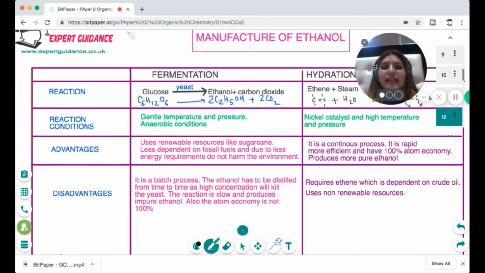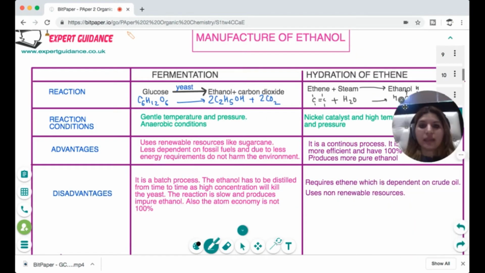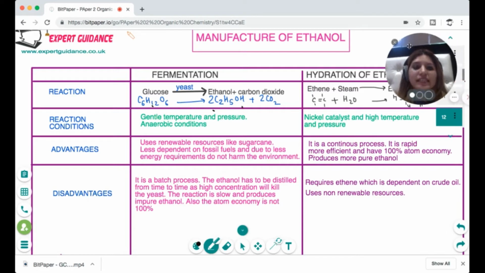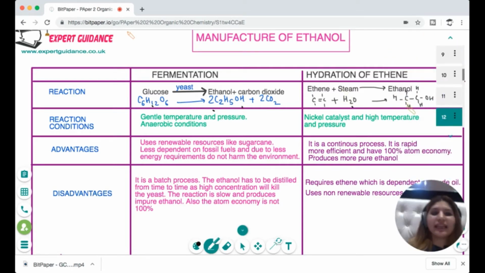Next, very important, is manufacture of ethanol. Ethanol is an alcohol which we get either by fermentation of glucose, that is anaerobic respiration of glucose, or, as we have just seen, when you take ethene and pass it through water, you get ethanol. That is hydration of ethene. Hydration of ethene requires a catalyst and high temperature and pressure, whereas fermentation requires gentle temperature and pressure. The advantage of fermentation is that since you're using glucose or plant-based sugar products, this reaction uses renewable resources, so it is less dependent on fossil fuels, causes less harm and has lower energy requirements.